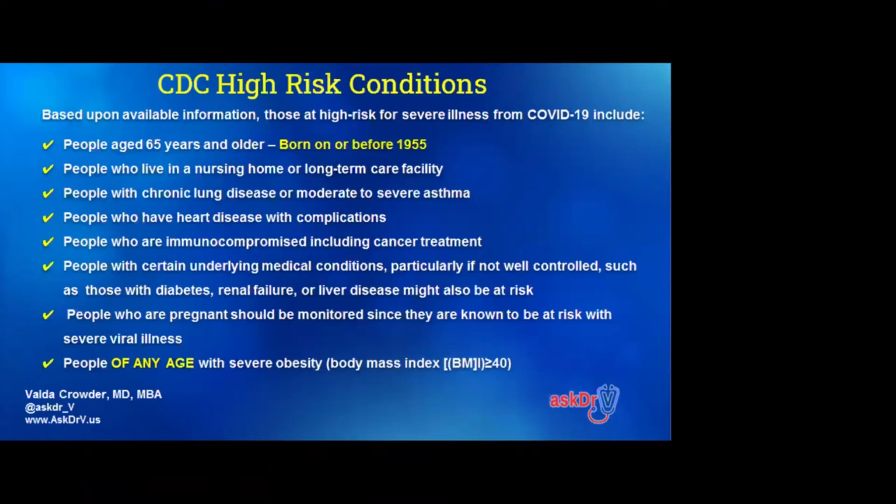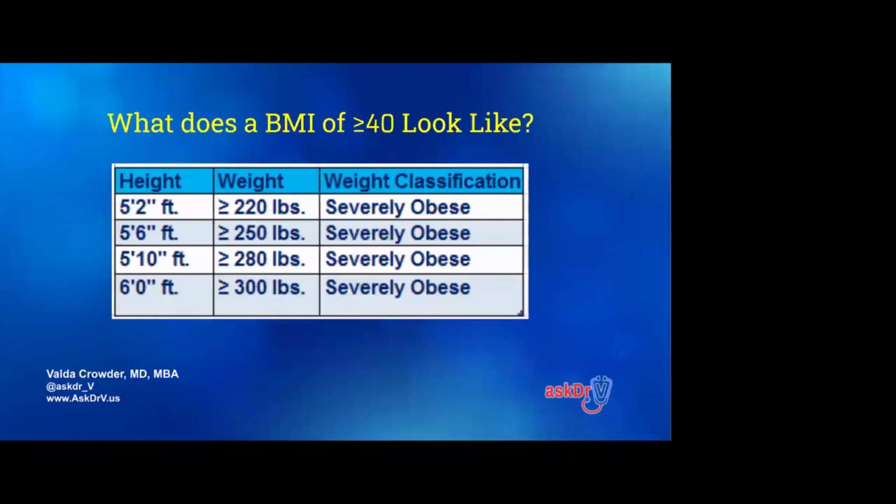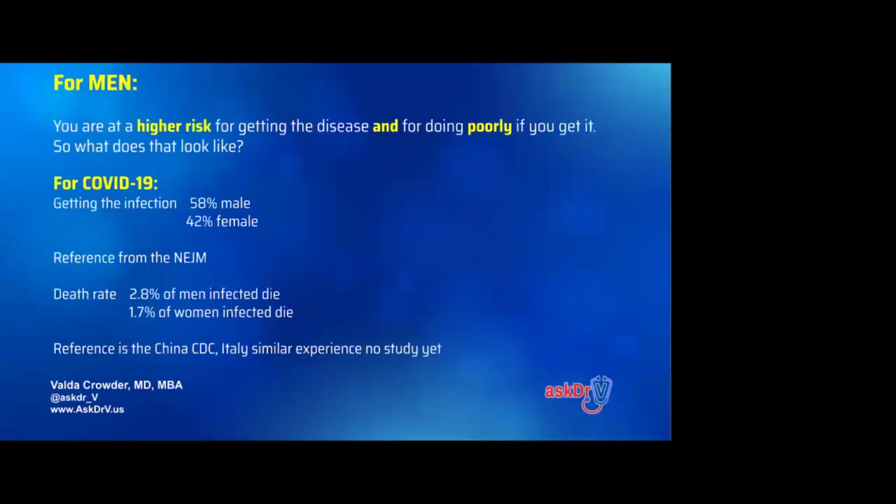That is defined as a BMI, or body mass index, greater than 40. So body mass index greater than 40 is someone who's 5'2" over 220, 5'6" over 250, 5'10" over 280, and 6 feet tall over 300. So you will find particularly that that is a risk factor at any age.